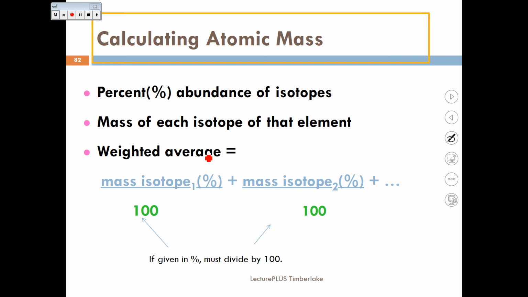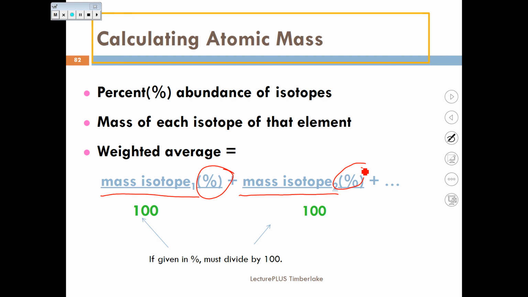So, calculating atomic mass, the percent abundance of the isotopes should be given to you. The mass of each isotope of that element should also be given to you as well. And the weighted average is calculated using that formula on the previous page. So you take the mass of isotope 1, multiply by its percentage. Add to it the product of the mass of isotope 2 and its percentage, and if there's more isotopes, you would do the same thing.